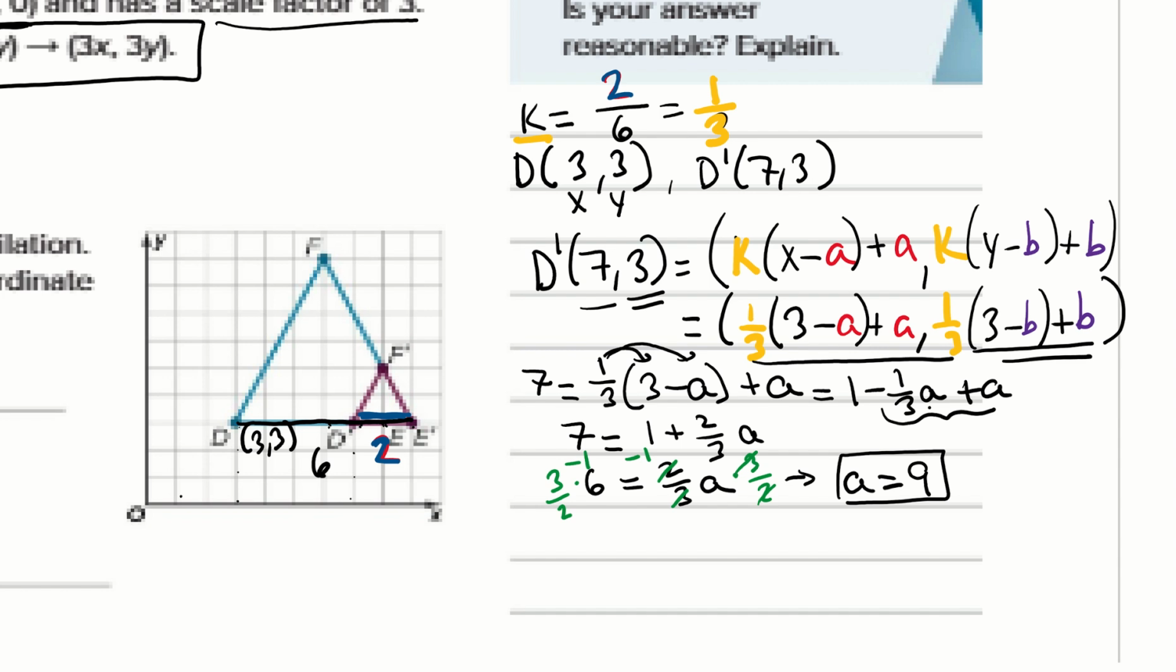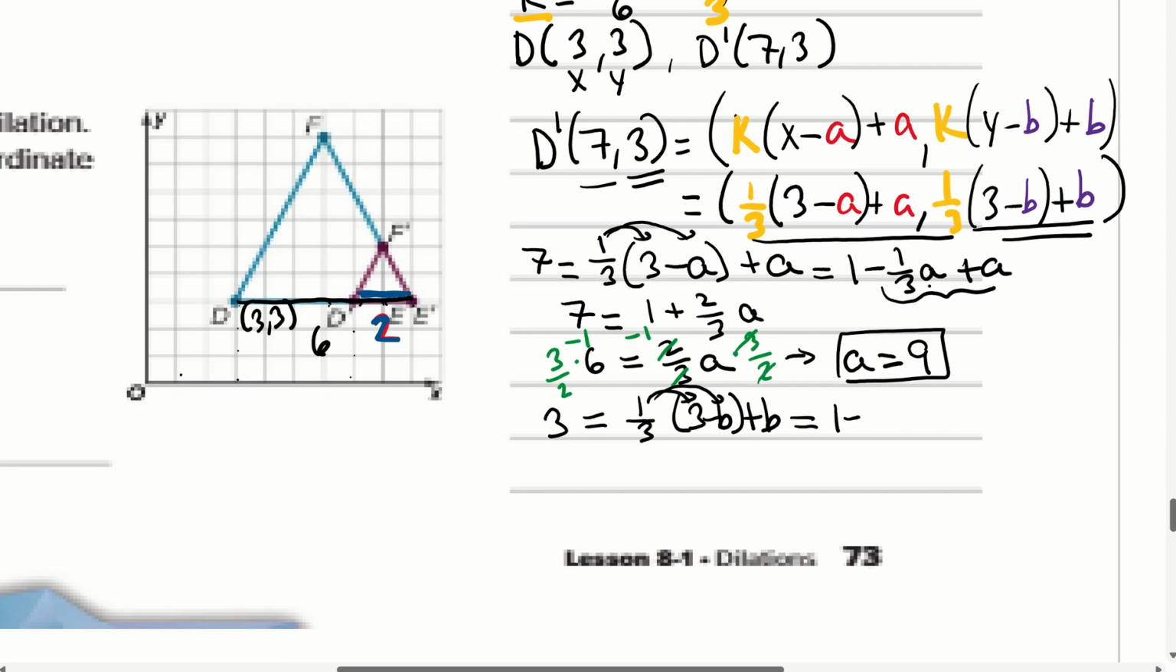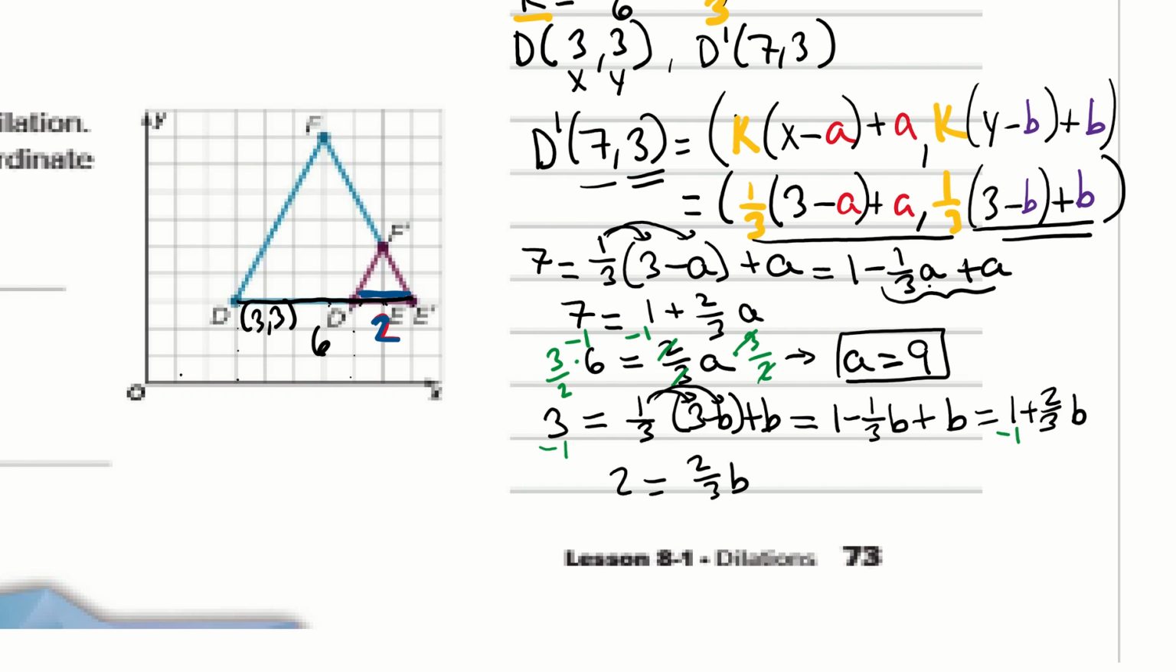Let's do B. That's 3 equal to this formula. So 3 equals 1/3 times 3 minus B, plus B. Similar to A, we distribute. 1/3 times 3 is 1. 1/3 times negative B is negative 1/3 B, plus B. We combine these, and again it's 2/3, so we got 2/3 B. And then we subtract 1 on both sides, so we get 2 equal to 2/3 B. Multiplied by 3 over 2, these cancel, and we got 2 times 3 is 6, 6 divided by 2 is 3. So B is equal to 3.